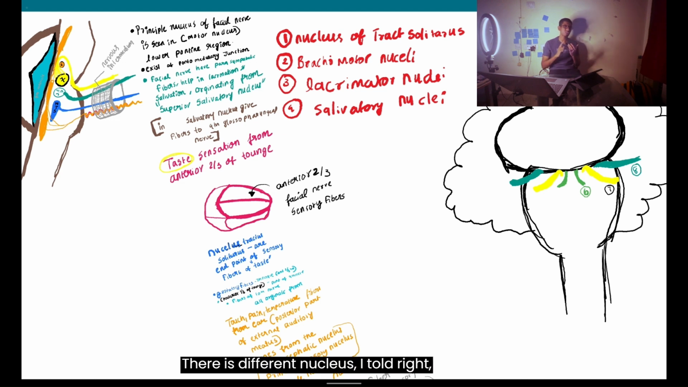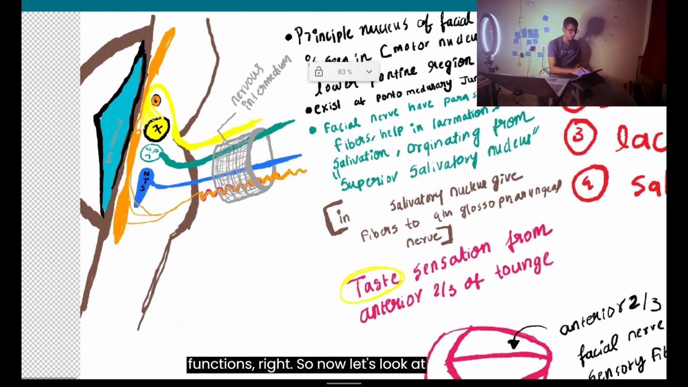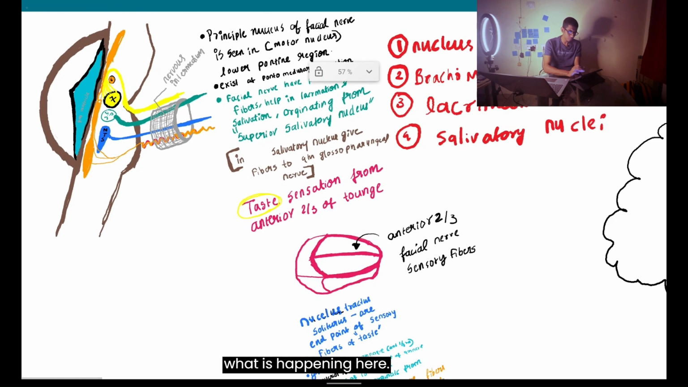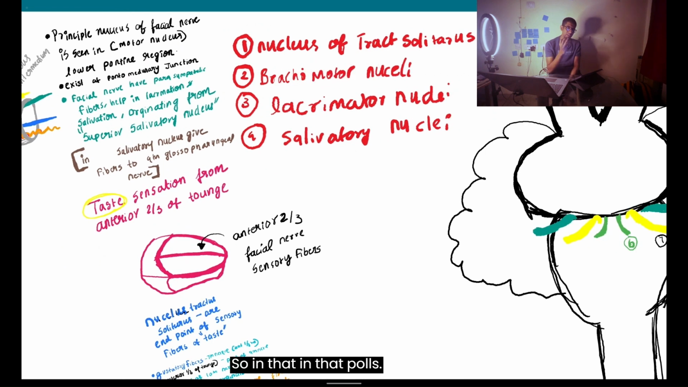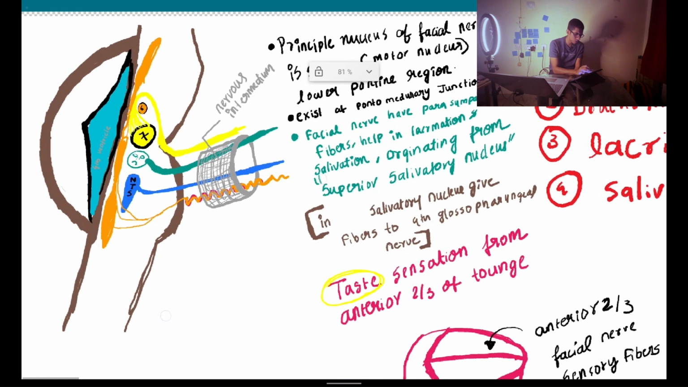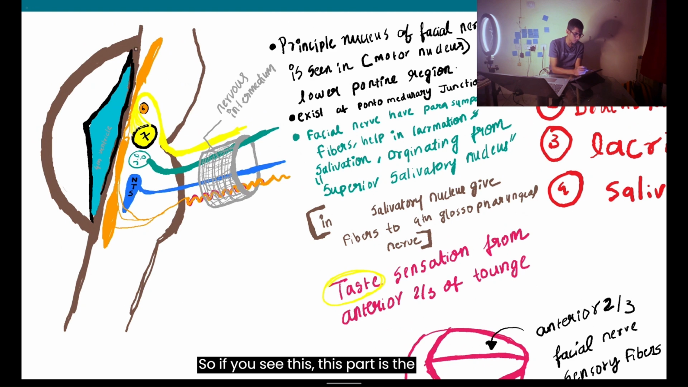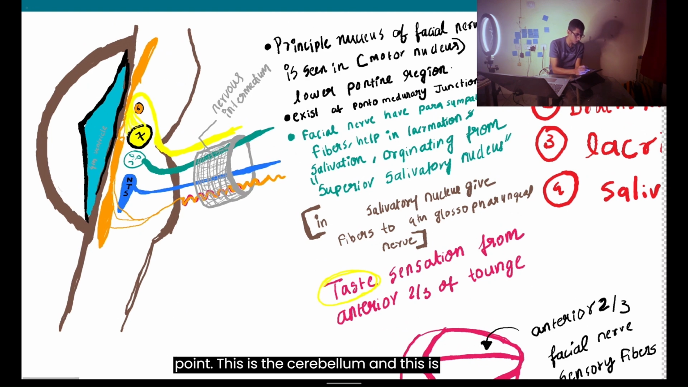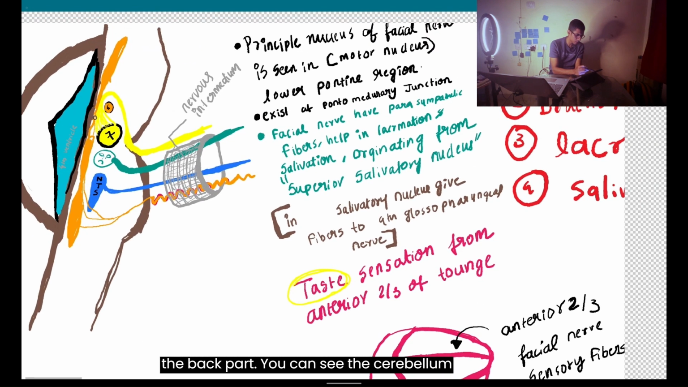There are different nuclei, I told you, right? It's not just the motor branch. There are autonomic functions, there are sensory functions. So now let's look at what is happening here. In the pons, this part is the pons. This is the cerebellum, and this is the back part. You can see the cerebellum.